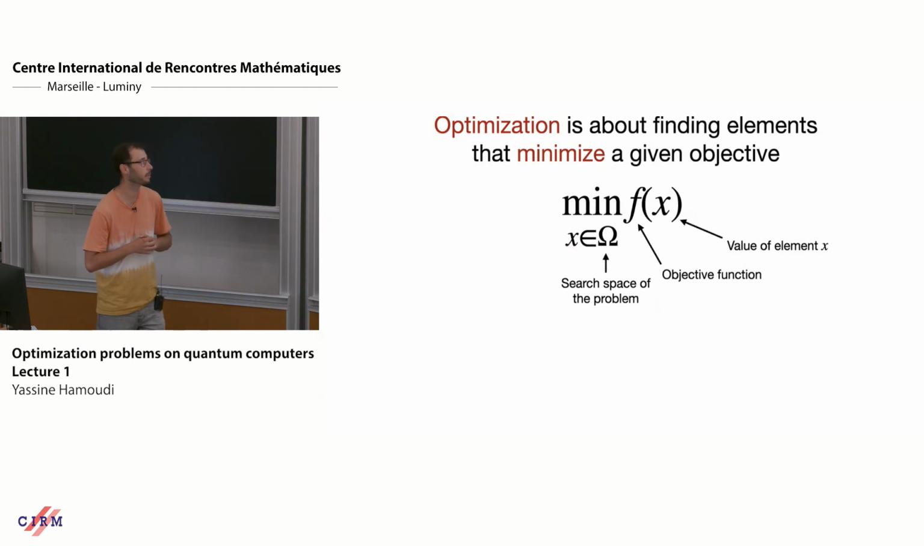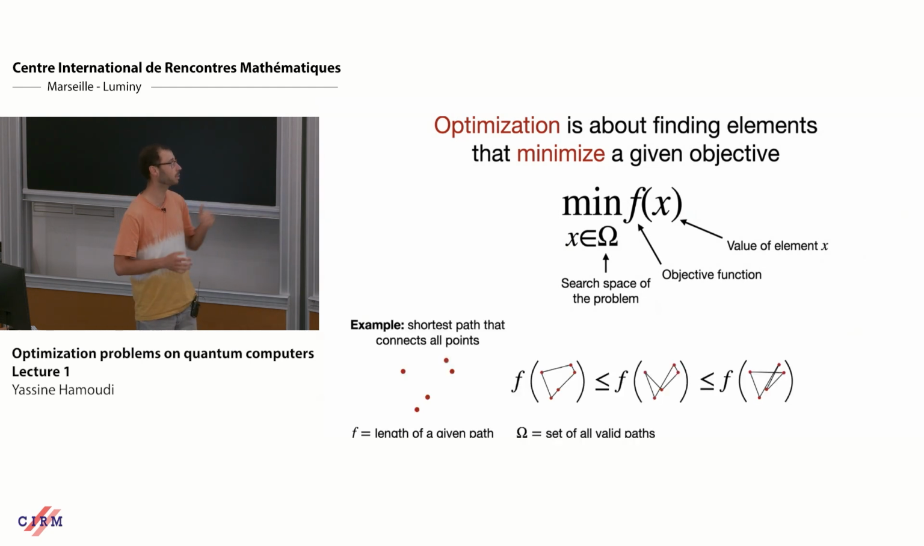Okay, so let's do a slightly more mathematical definition of what optimization is. In optimization, you have some objective function f, which maps elements to, let's say, real values. The elements have to belong to some search space, which is the space of all admissible solutions. And your goal is to minimize this function, meaning you want to find the x, or the x's, as there may be many optima, that minimize the function f.